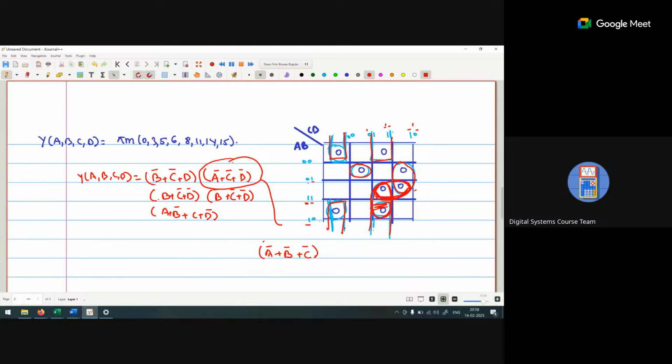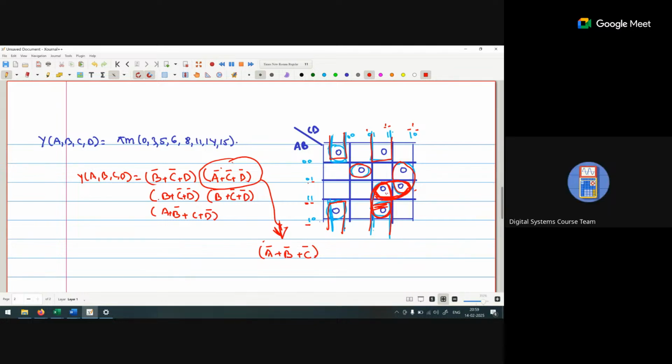Okay. So either you got this term or you got this term. Both will be correct. Sir, in row 3, I didn't make any group. In row 3, you are not getting any group. Yes, sir, because I think all the zeros are covered in groups. That's why I did not get it.